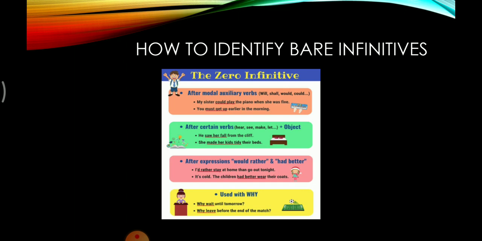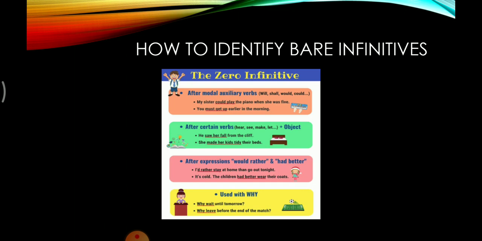He saw her fall from the cliff. So, after certain verbs like see, saw is a form of see. Her is the object and then followed by the verb. So, he saw her fall. Saw her fall is the bare infinitive.